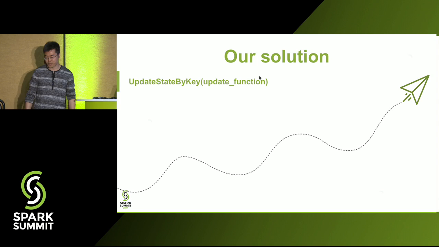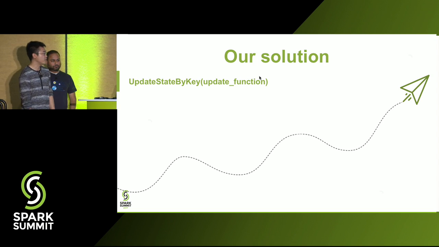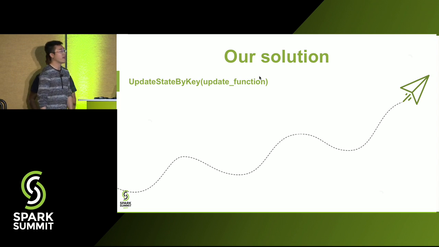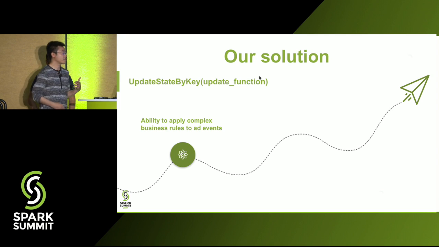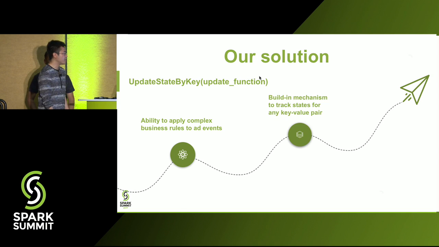So our solution is to use another API in Spark called updateStateByKey. Essentially, it takes an update function and applies that update function on the incoming data stream. This API meets two of our key business requirements. The first is that since you can define your own update function, you can apply whatever arbitrarily complex business logic you have to all the incoming events.